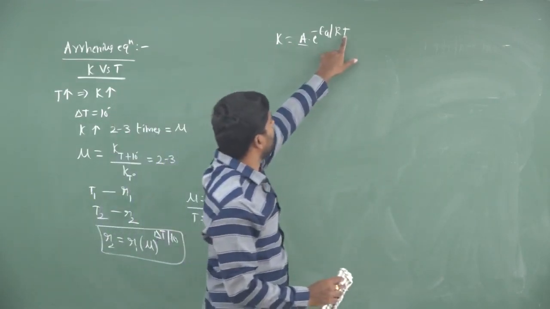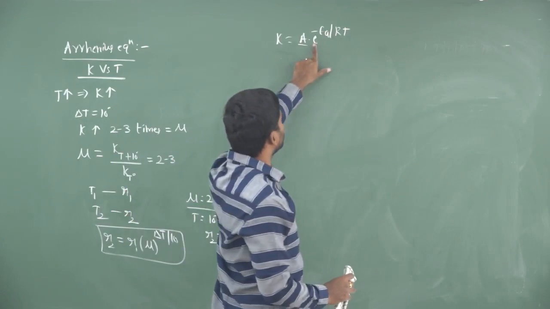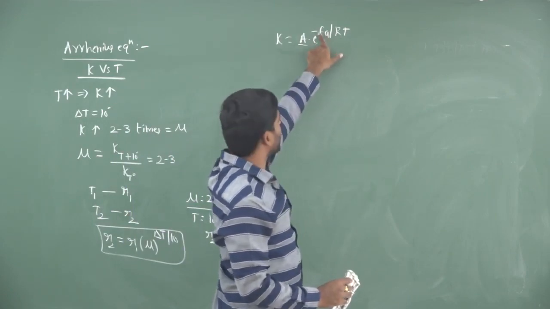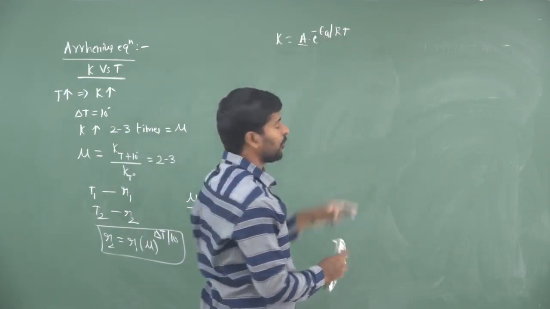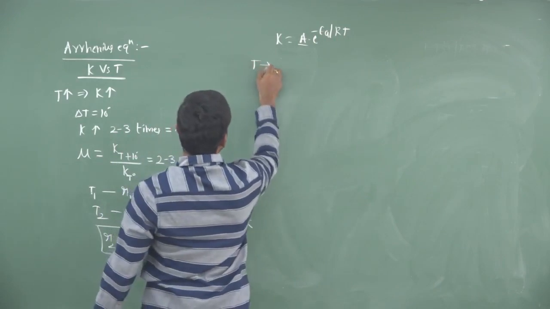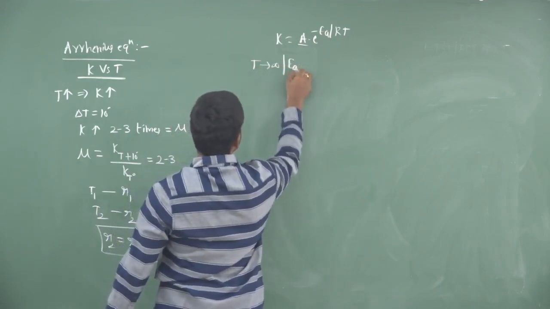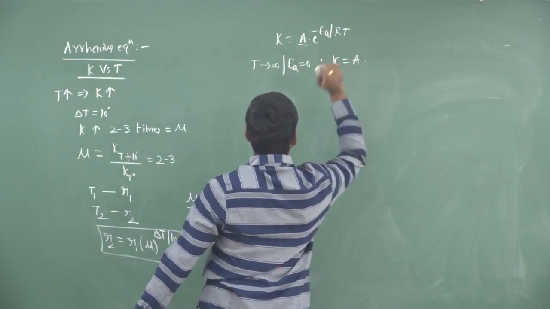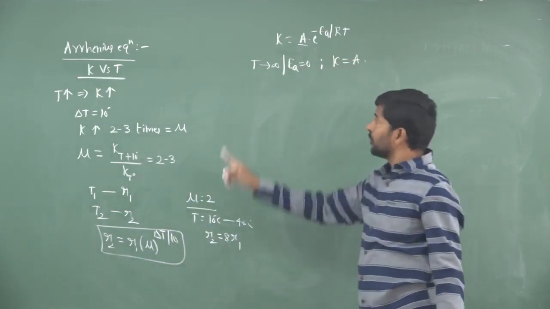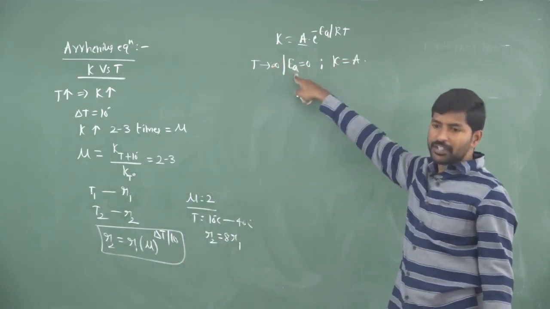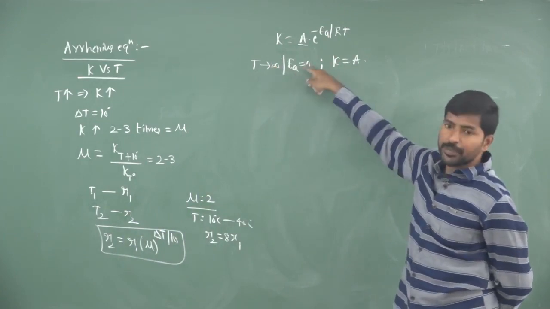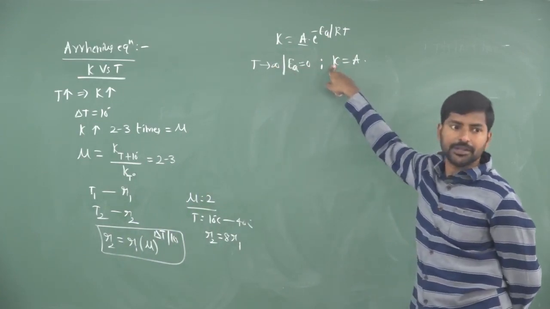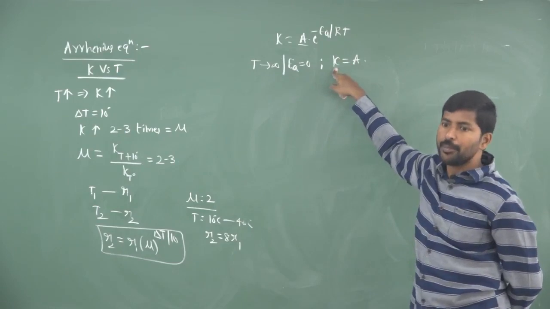If you take temperature tends to infinity, what do we get? Something power 1 by T is something power 0, which is 1. So if temperature tends to infinity or activation energy tends to 0, in both cases we get K equal to A. So at high temperatures, or if activation energy is 0, the rate obtained is the maximum rate. The rate constant obtained is the maximum rate constant.